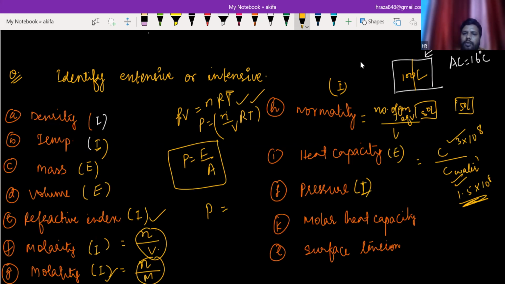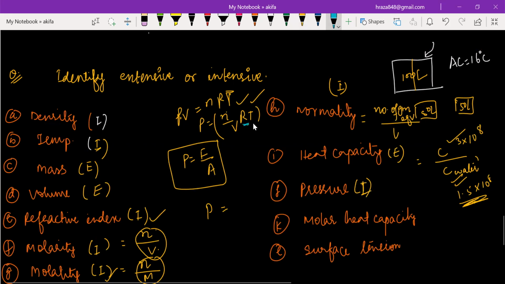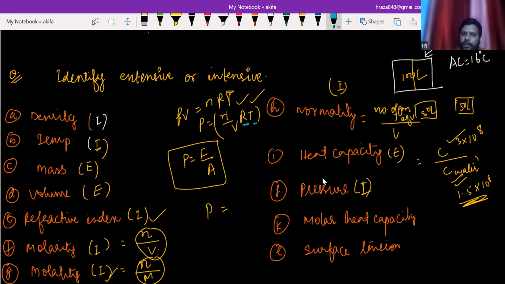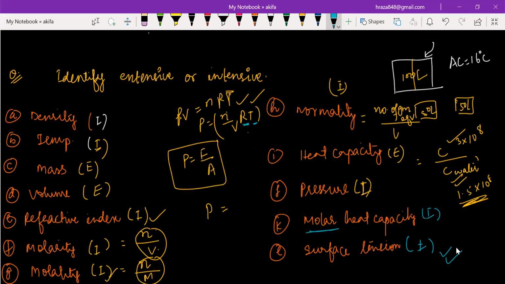Yes or no? R is constant, T is constant, number of moles and volume. Molar heat capacity is also intensive. It is intensive because it is defined for 1 mole. And surface tension is intensive. Please write it. Done. Very good.